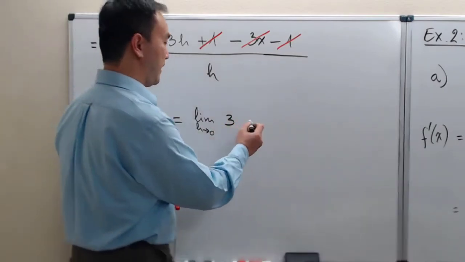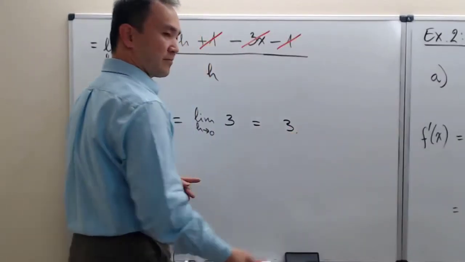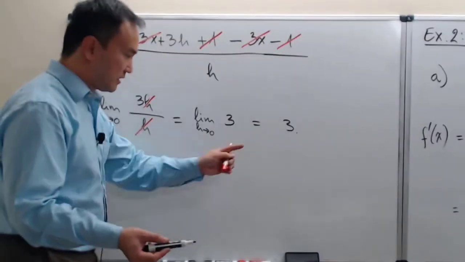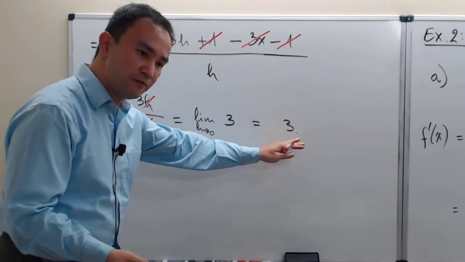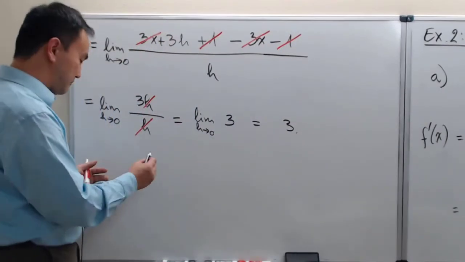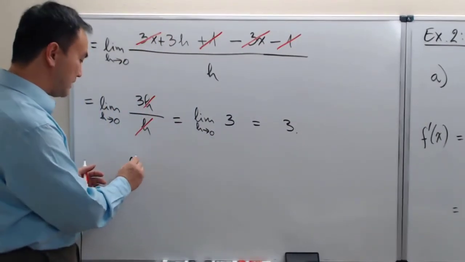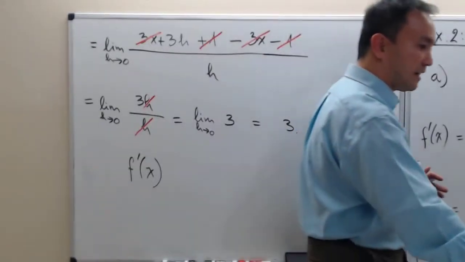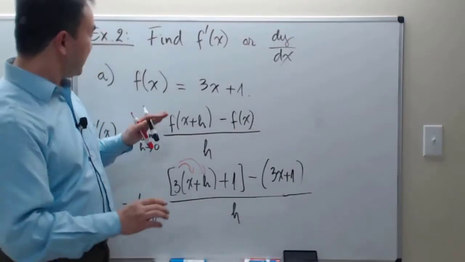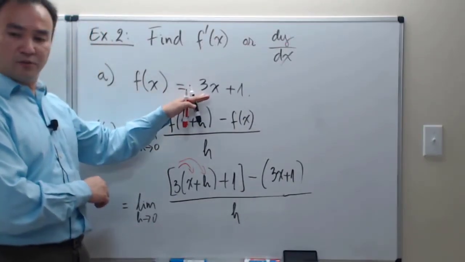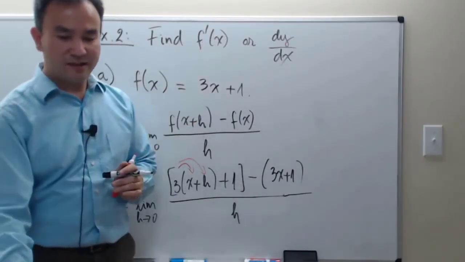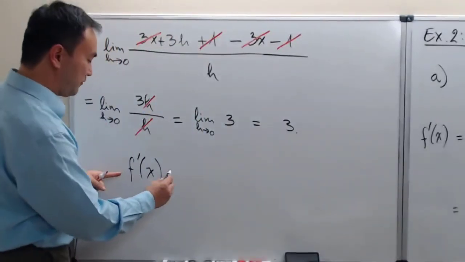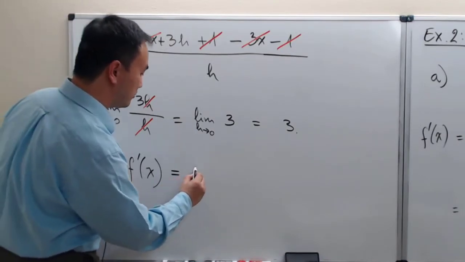And so the final answer is 3. Just because we have a final answer being a finite numerical value right here, remind yourself what we have found here is f prime of x. Our starting function was f of x equals 3x plus 1. And so now, looking back at this, we are finding f prime. So f prime is found to be 3.